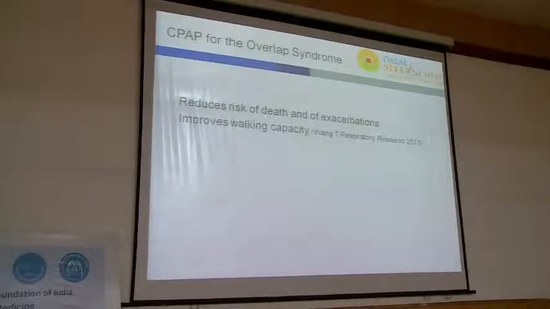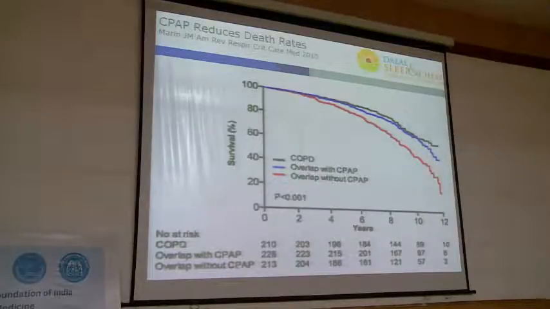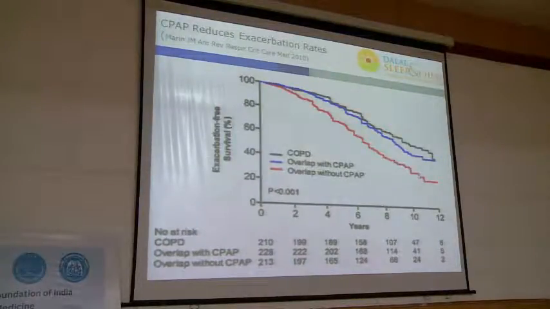So what works? It's the CPAP which works in COPD with obstructive sleep apnea, or an overlap syndrome. What it does, it reduces the risk of death and exacerbation, and it also helps in improving the walking capacity. This is the graph which shows that CPAP with overlap has a better survival rate than overlap without CPAP. If you look at the exacerbation rate, if the patient with overlap uses CPAP, has less exacerbation compared to the one without CPAP.